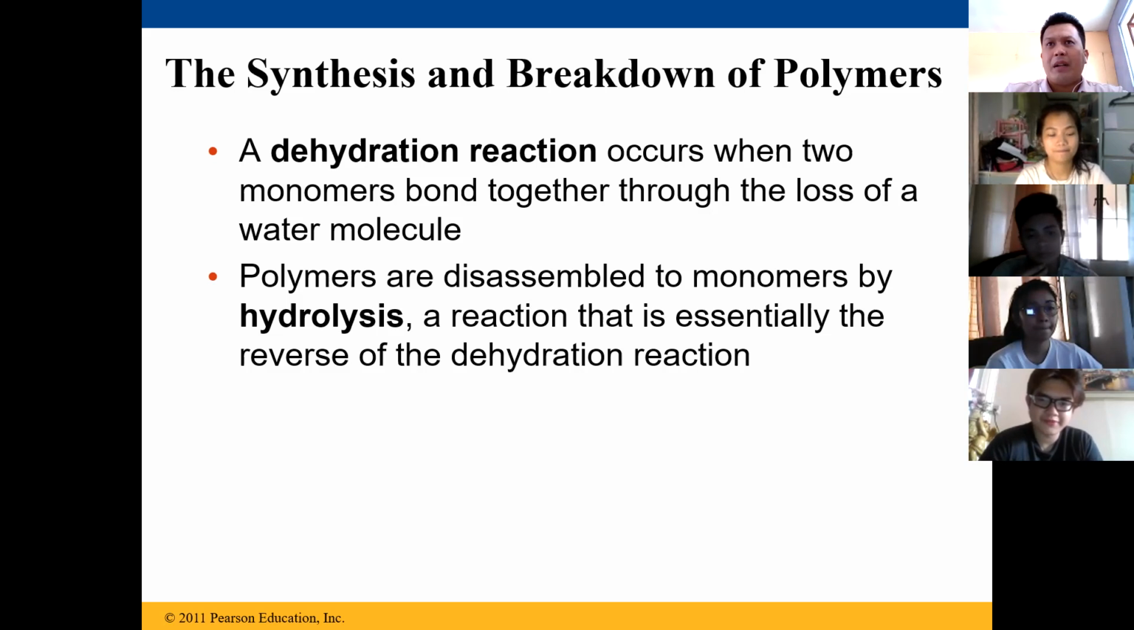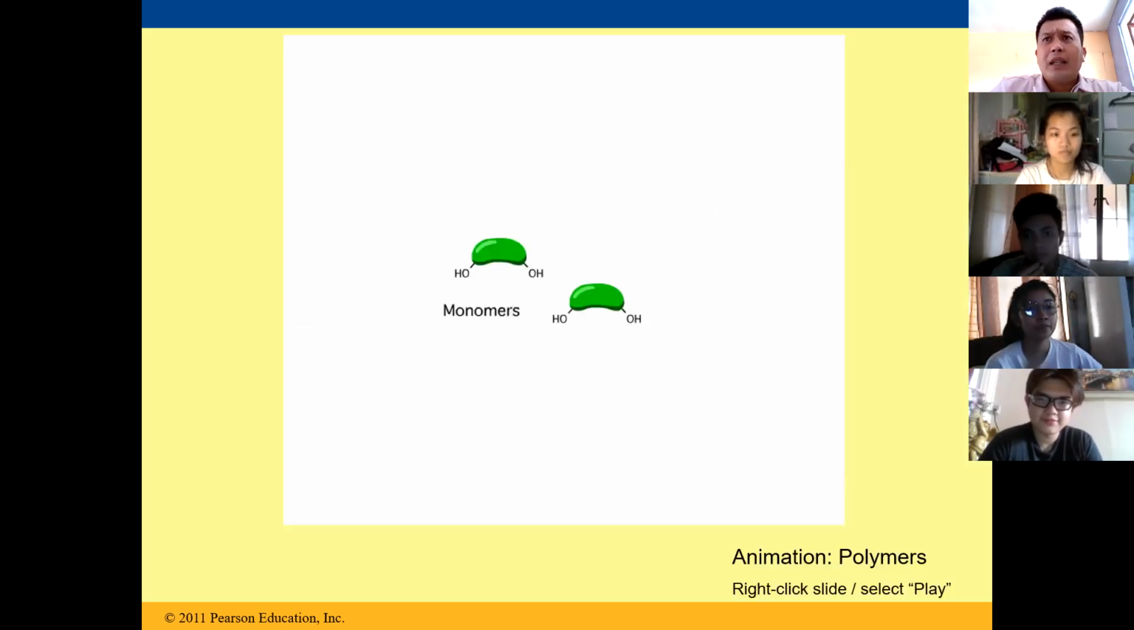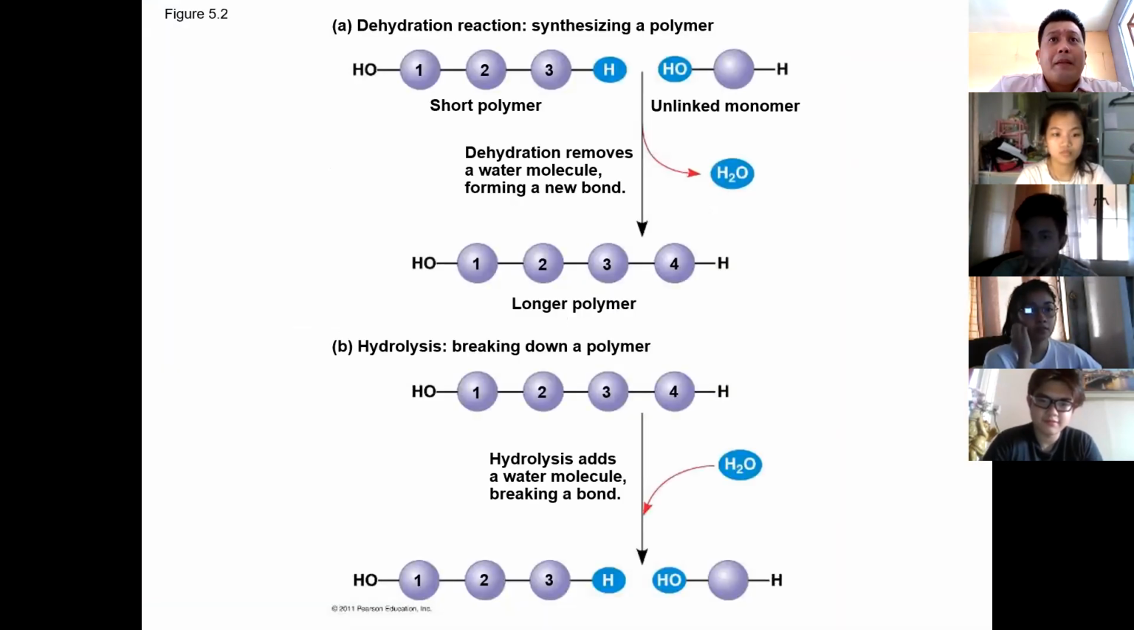So here is an example of a short monomer, with the blue link H and OH.